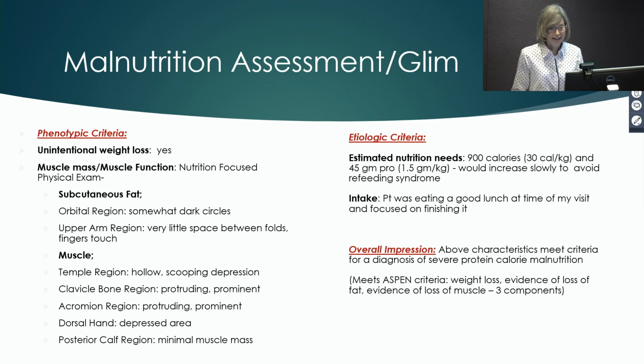I estimated her needs, and that 900 calories is a super low number, but that's 30 cal per kilogram. And again, we don't want to deal with refeeding syndrome, so we need to be careful with that and not start off too high. 1.5 grams of protein per kilogram came out to 45 grams. She was eating a good lunch. A lot of times patients, when I walk in, will push their lunch away, and it's an excuse not to eat, but she was very focused on finishing it. So she was willing to help herself.